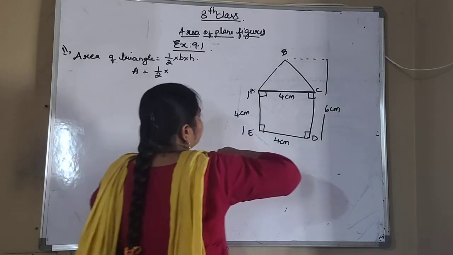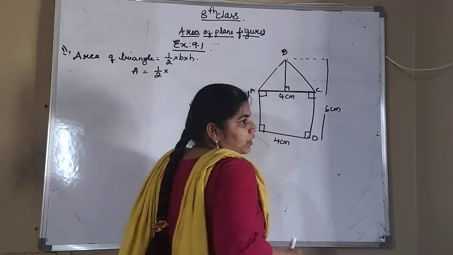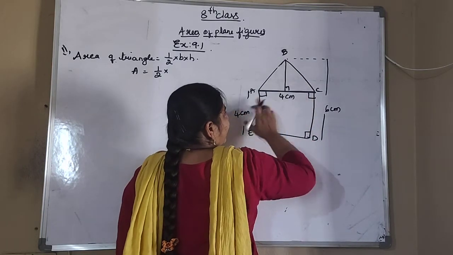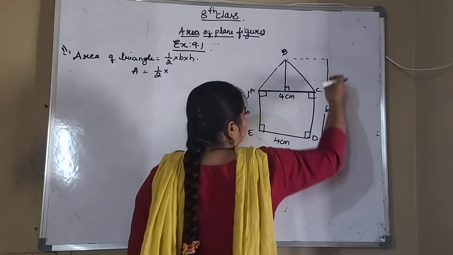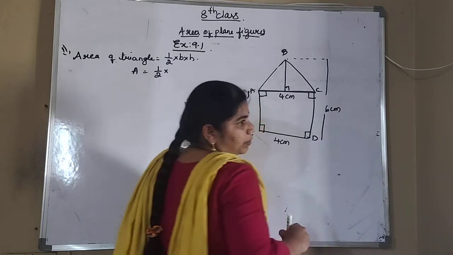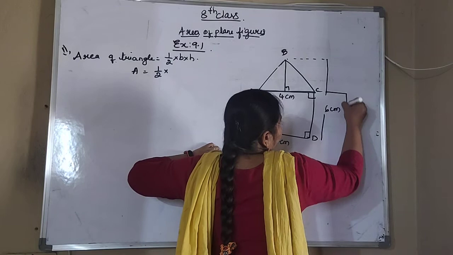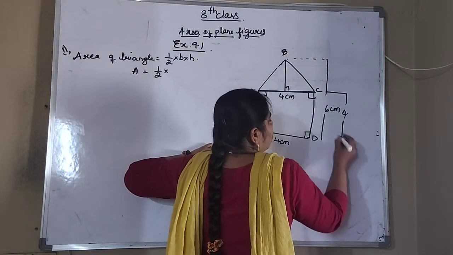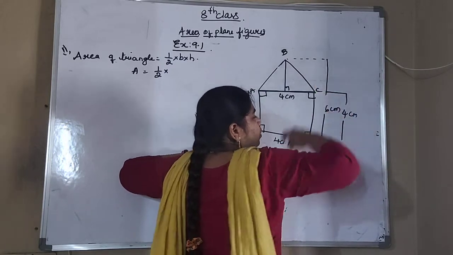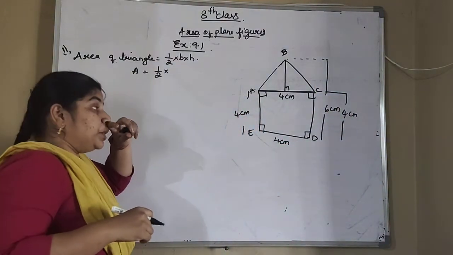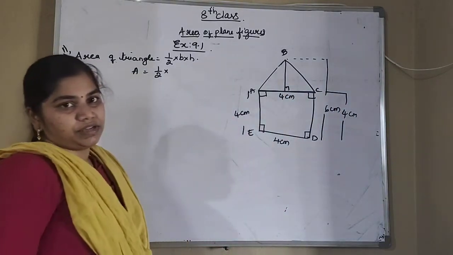And the height value, what is the height? From here to here this will become the height. This perpendicular line is the height value and this is the base value. Already they told that from here to here it is 6 centimeters. In the square, from here to here is only 4 centimeters, because in a square all sides are equal. So if it is 4, this part will be equal to 2 centimeters. That is 4 plus 2 equals 6 centimeters.